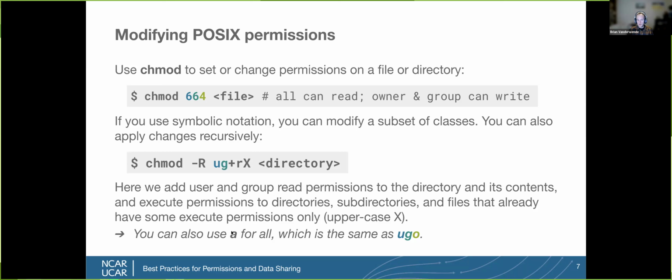You can also use, when you're doing the symbolic notation, a, which is of course not our user, group, other, but it's for all. So that's a nice shorthand if you want to apply a modification to all three different types of access.